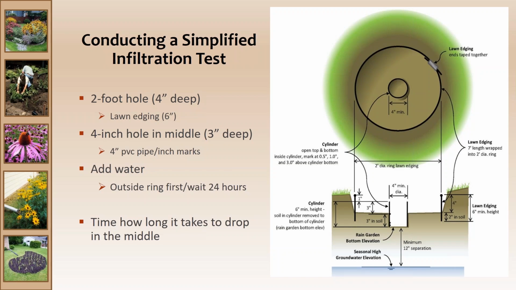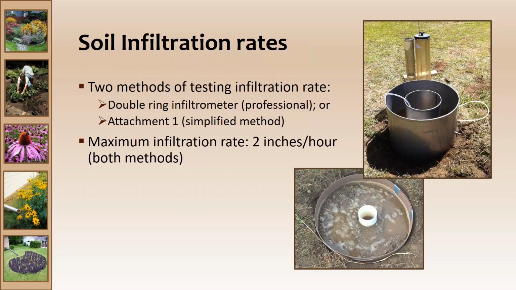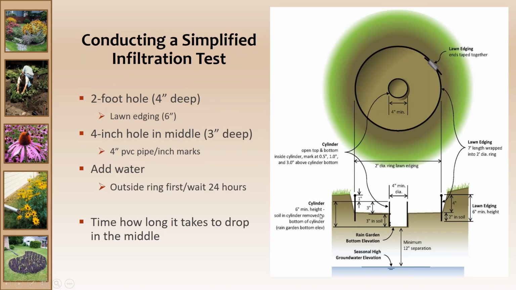Then you add water around the pipe in the middle, and you fill it all the way up to the top of that pipe. You wait 24 hours and come back to the site. If there's still water sitting in that area, then it's no good for a rain garden, because now you're at less than 0.15 inches per hour, which is off the chart. And we would pretty much rule it out.